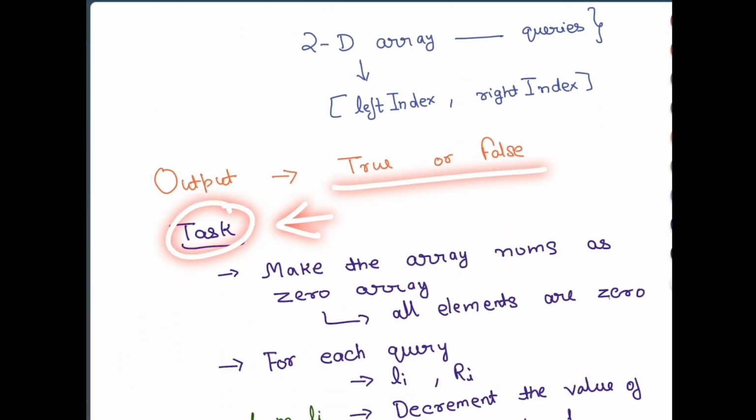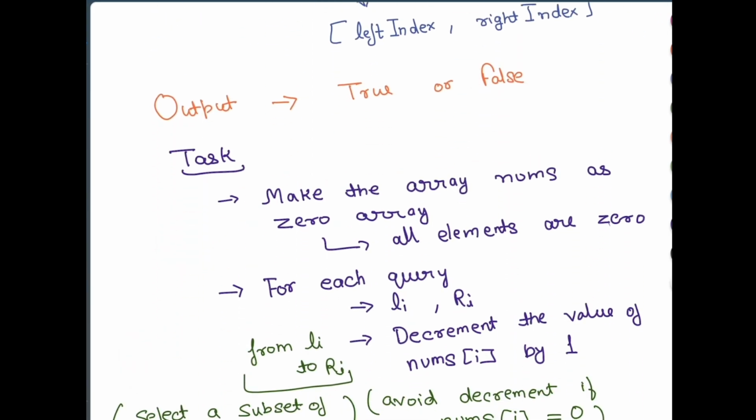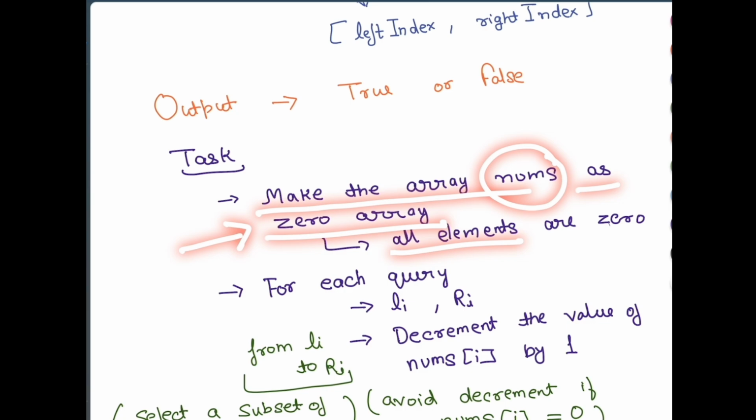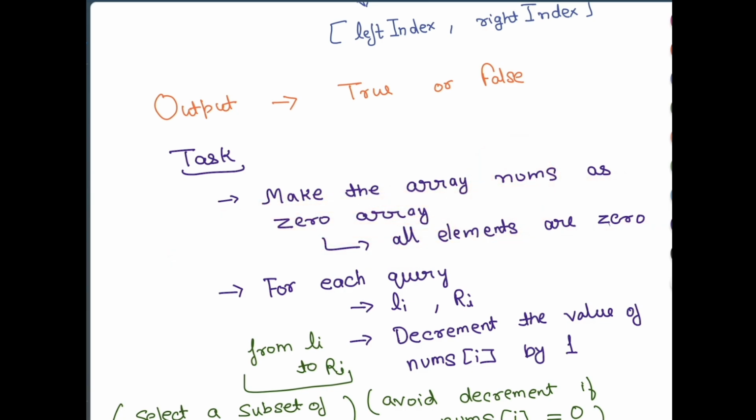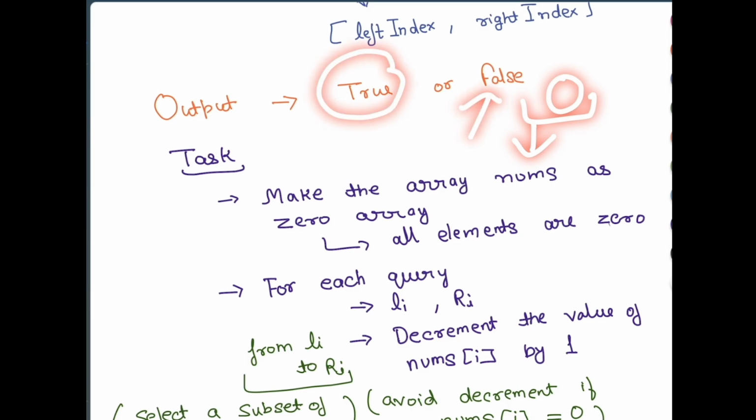So let us try to understand the task. In the task, we just need to make the array nums which is given in the input as a zero array. What is a zero array? It is the array in which all the elements are 0. So we are trying to make all the elements in the nums array 0, and if we are able to make all the elements 0, then we can return true, otherwise we will return false.